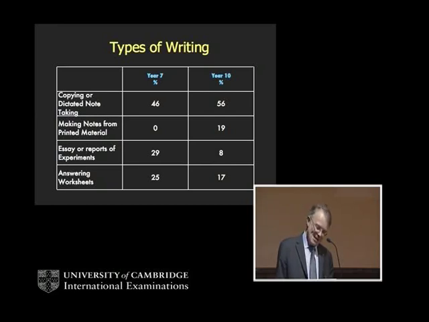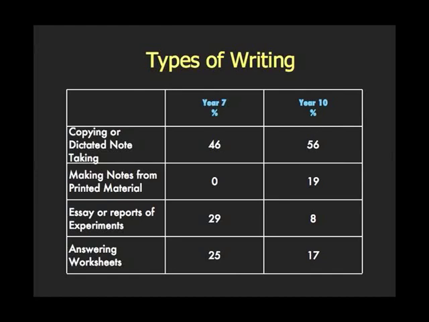Okay. Why is so much of it happening in science classrooms across the world when there are good textbooks, when they have access to the information? What they need to learn is the ability to distill information, not the ability to copy it in that kind of way. Making notes from printed material, that goes 0 Year 7, 19% in Year 10.